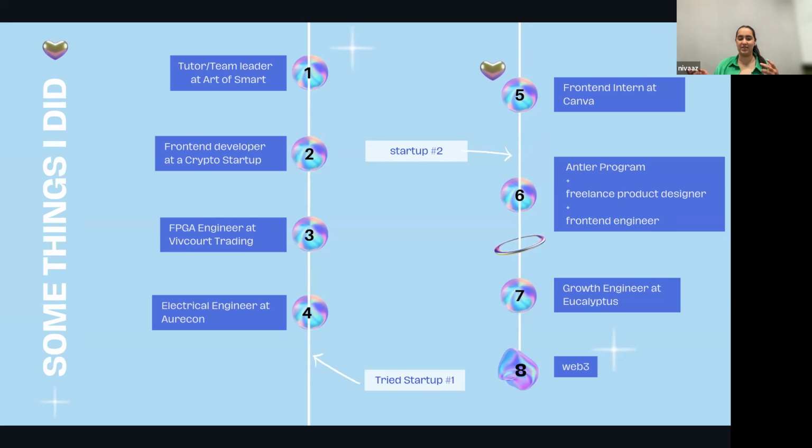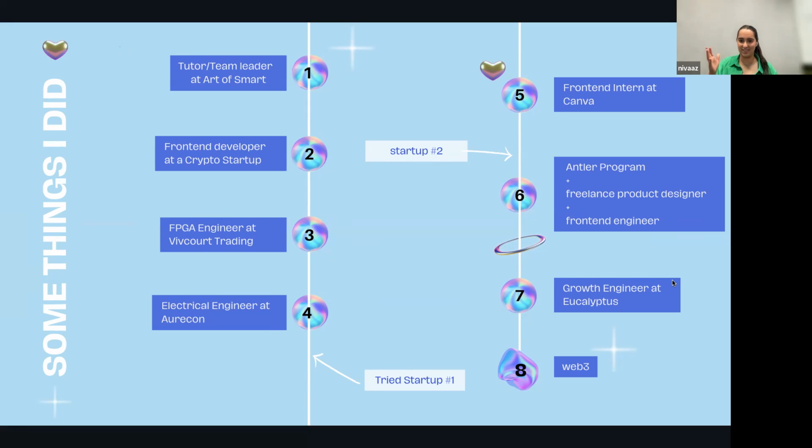From there, I became an FPGA engineer, which is a hardware engineer, at a trading firm, which was really fun. I learned a lot about trading tokens. They also had their own crypto teams, and it was interesting chatting to them about how all of that stuff worked. I did consulting for a bit, didn't love it, definitely not for me. Then I moved on to become a front-end intern at Canva, which I absolutely loved. I love the tech-based VC building stuff. And that's when I came out and tried to build my own startup, or startup number 2. I'll come back to that in a second.